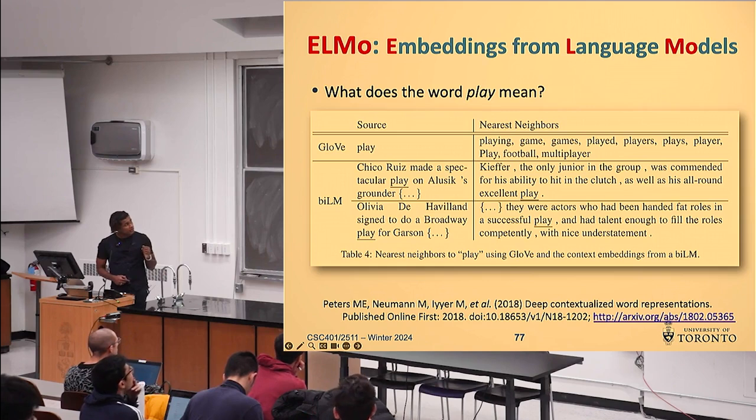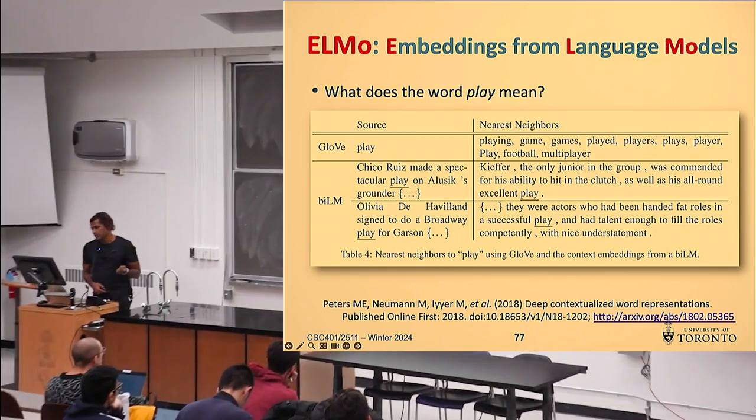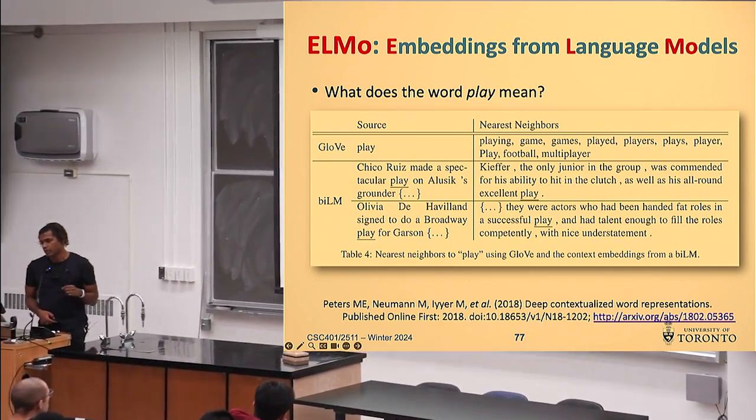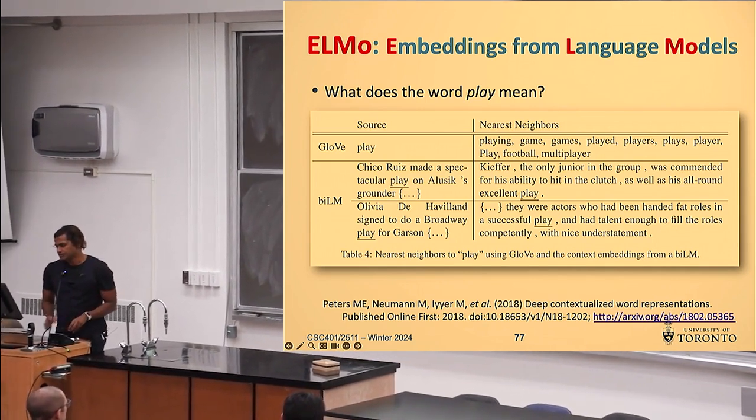Whereas if you use Elmo embeddings, you can see that it was able to disambiguate between the play word used in its context. In the first example, it was a sports-specific reference, and in the second one, it was with reference to an acting or a Broadway show.